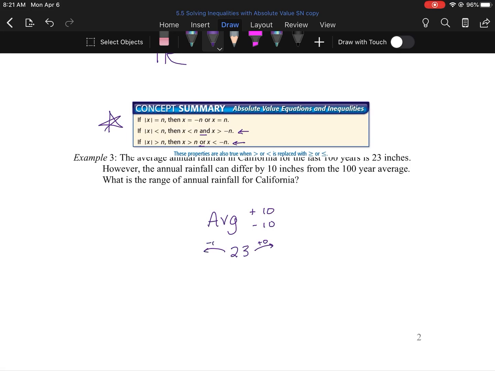So let's go ahead and do this. So I have 23. I have to add 10, and I have to subtract 10. So 23 plus 10 is 33. 23 minus 10 is 13. So that looks like my range could be 13 to 33 inches. And that's all we have to do there.